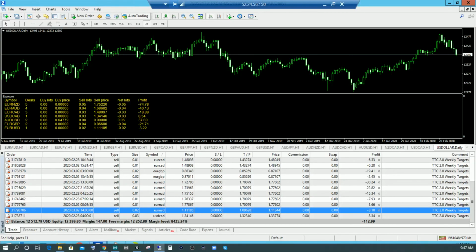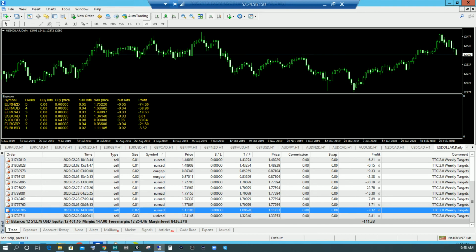So quickly sum it up. This is what it is. We've got Euro New Zealand dollar, Euro Aussie, Euro CAD, US dollar CAD, Aussie US dollar, Euro pound, and Euro US dollar. Those are the trades that we're currently in. And check it out, most of them, in fact all of them, are sell positions. All sell positions.